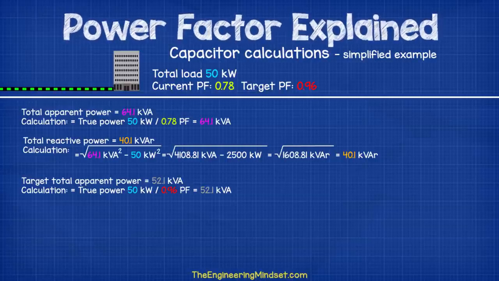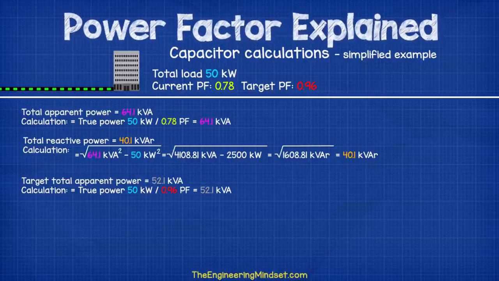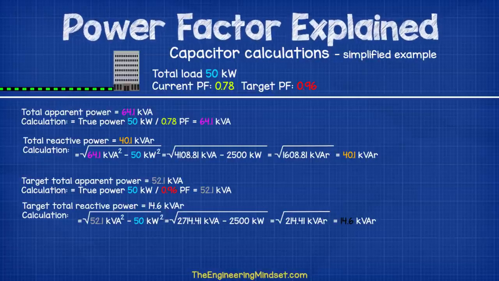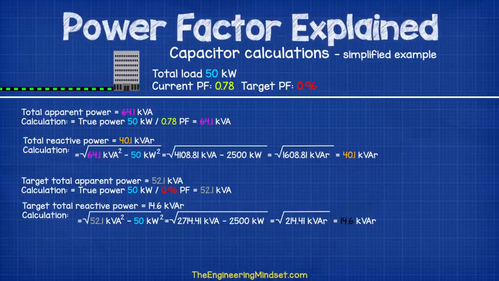Then we calculate what the value should be if we had a power factor of 0.96. So our apparent power should be 52.1 kVA. We find that from 50 kilowatts divided by 0.96 power factor. Then we find our reactive power, which is the square root of the kVA squared minus the kilowatt squared. So the square root of 52.1 kVA squared minus 50 kilowatts squared, which gives us 14.6 kVAR.